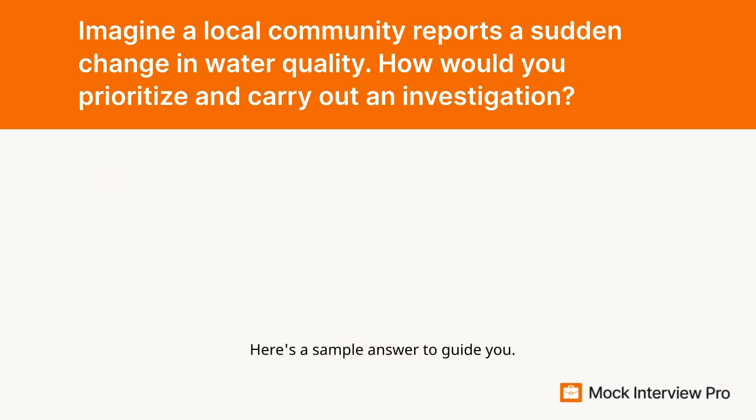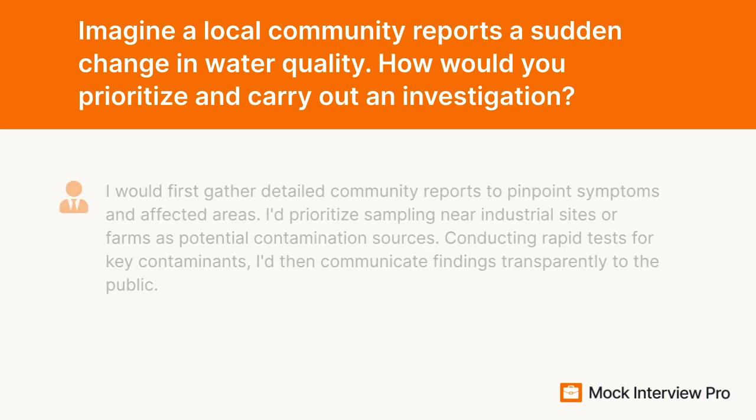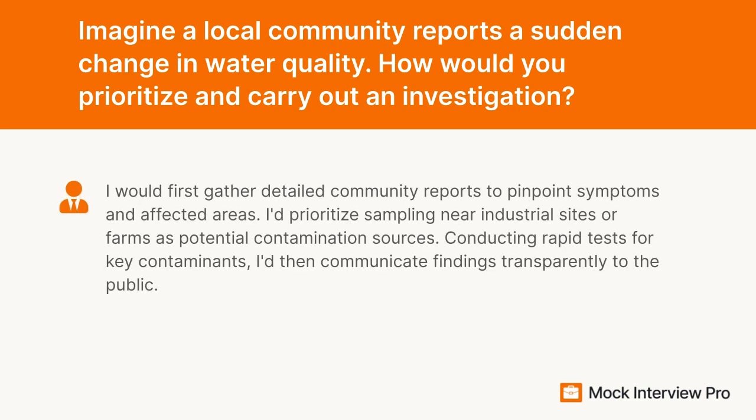Here's a sample answer to guide you. I would first gather detailed community reports to pinpoint symptoms and affected areas. I'd prioritize sampling near industrial sites or farms as potential contamination sources. Conducting rapid tests for key contaminants, I'd then communicate findings transparently to the public.